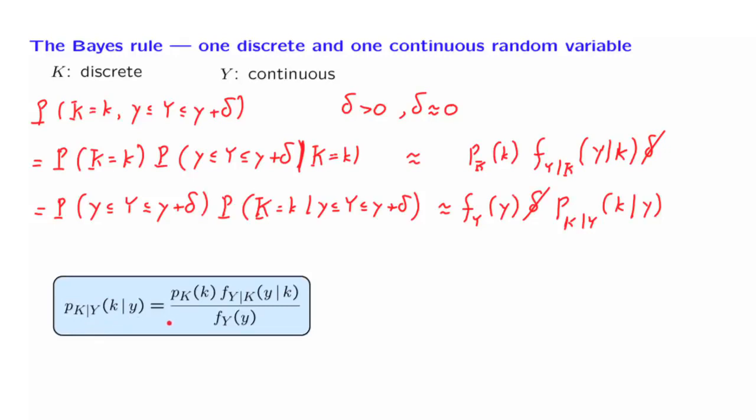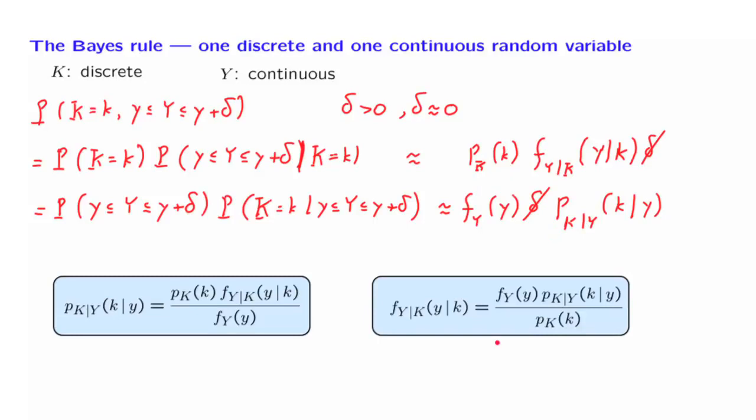In order to apply the Bayes rule, we need to know the unconditional distribution of the random variable k, and we also need a model of the noisy observation under each possible conditional universe. So for any possibility for the random variable k, we need to know the distribution of the random variable y. Or alternatively, we can take this term and send it to the denominator of the other side, and we get a different version of the Bayes rule.